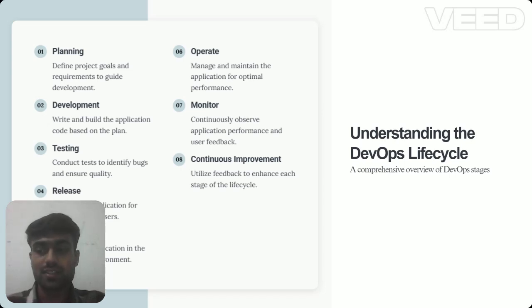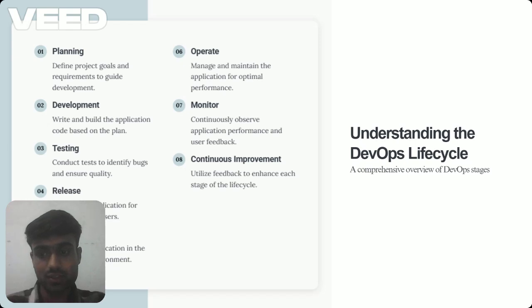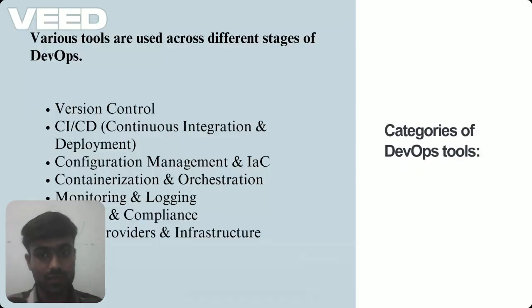If we take an example, a gaming company using DevOps ensures that each game update is thoroughly tested, automatically deployed, and continuously monitored for performance issues. So this was the basic DevOps life cycle. Now we will start with the actual tools of DevOps. Various tools are used across different stages of DevOps. If we classify them in categories, there are these seven categories.